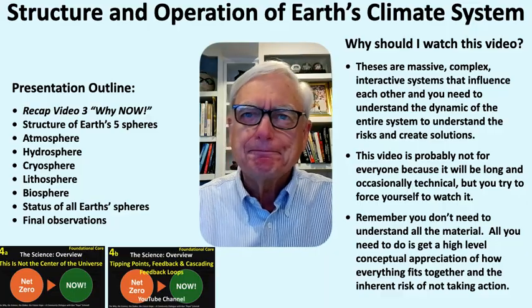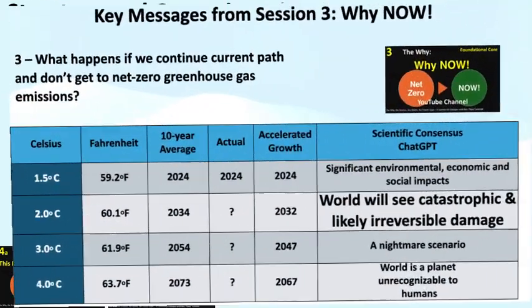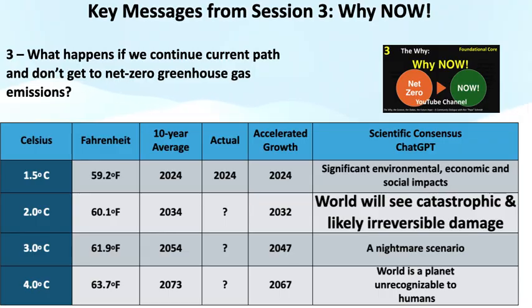So let's begin. Okay, so here's video 3. You can see the thumbnail for it in the upper right-hand corner. Basically, we could summarize that video in the table below. What it said was that at 1.5 degrees Celsius, or 59.2 degrees Fahrenheit, where we're at the end of 2024, you will see significant environmental, economic, and social impacts.